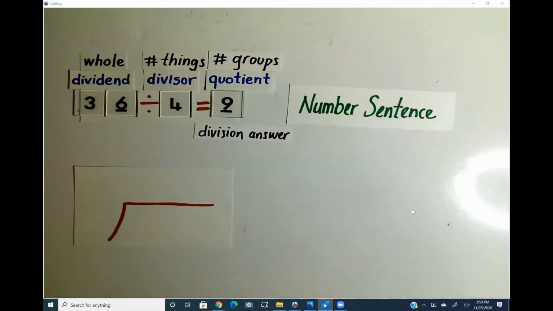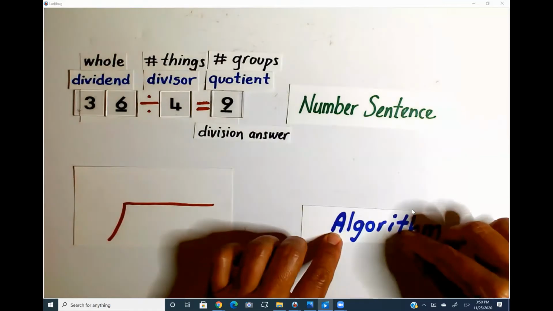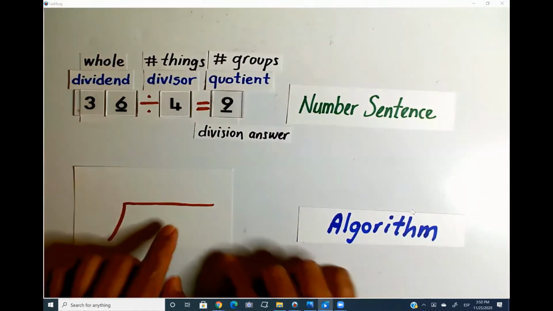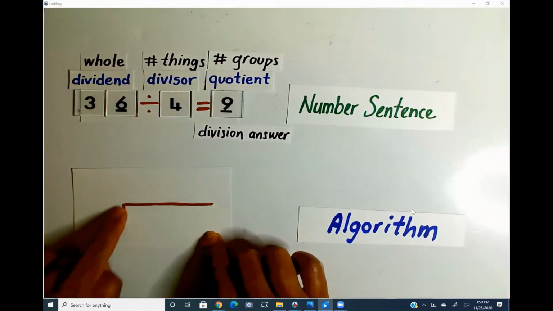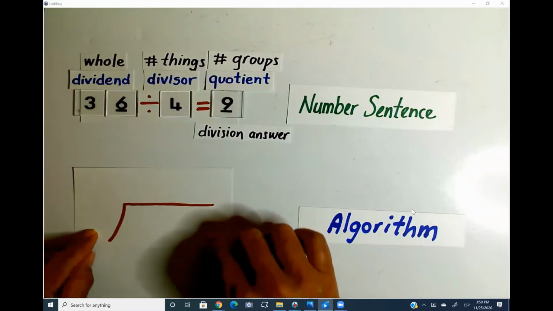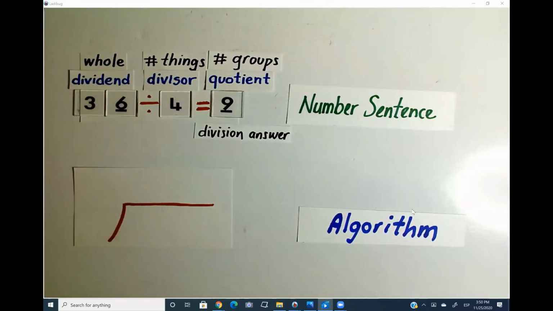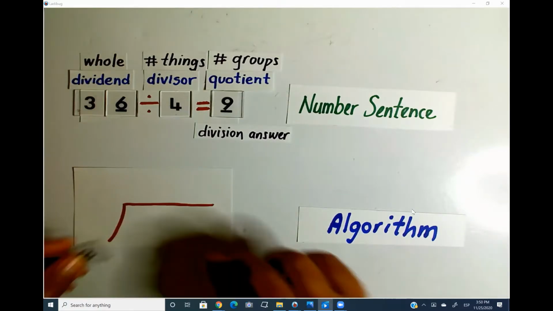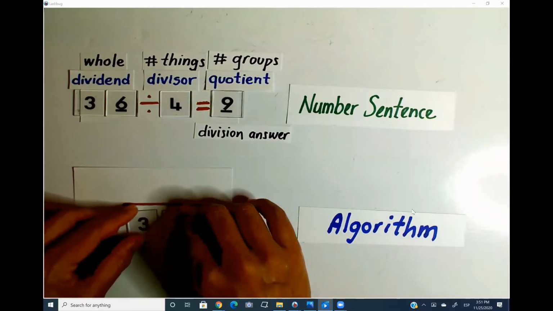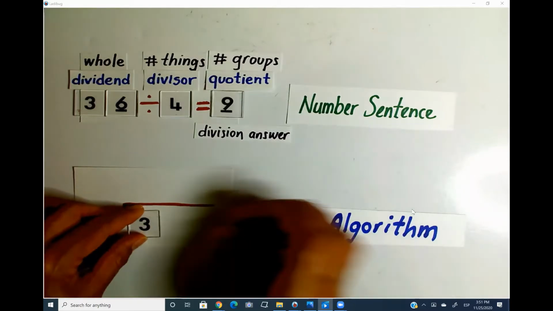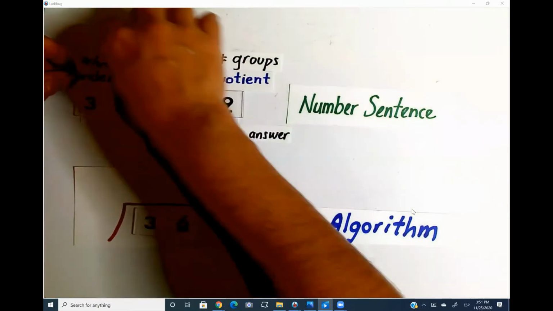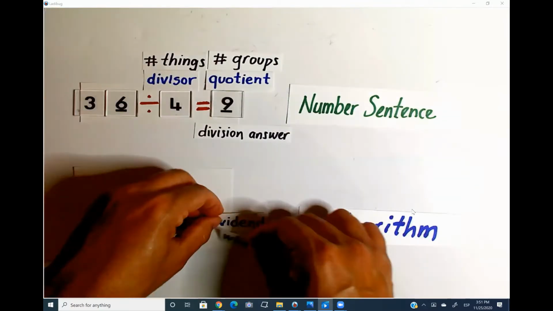Now, the same problem we can represent using an algorithm. The algorithm is represented by this division bracket, which is used in long division problems and represents exactly the same thing that we have in the number sentence on the top. For example, again, the dividend goes inside the bracket, and again, it's representing the whole.